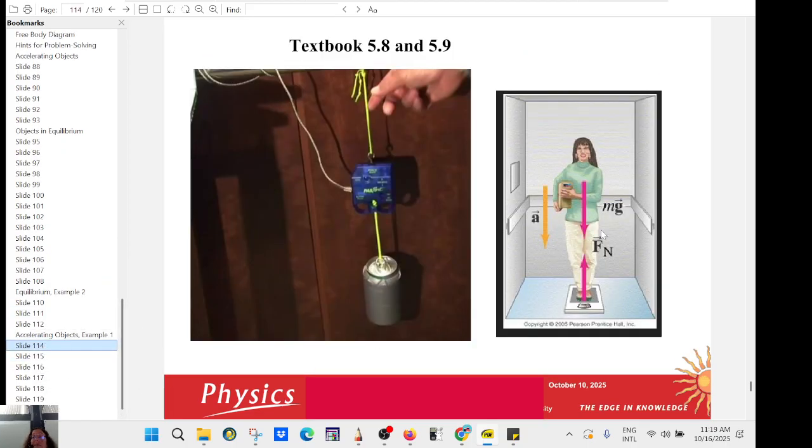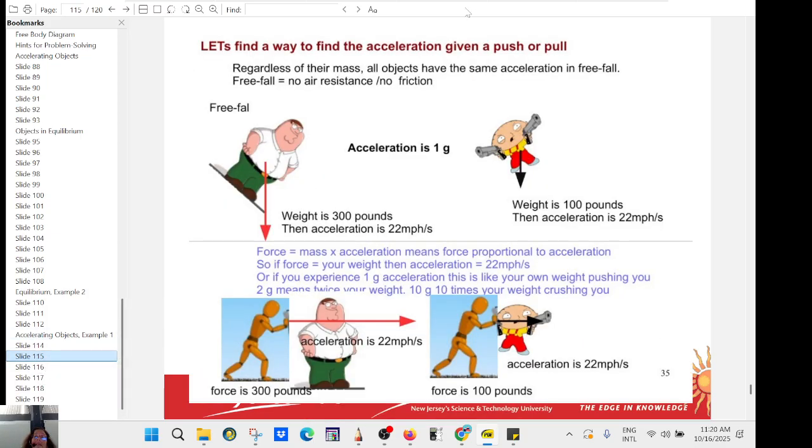Okay, so you can do the experiment in an elevator. If it's going down, the weight down has to be larger than the normal force. So you are not pushing as hard. So your reading will be less. You feel lighter. Okay, something to remember: the net force is proportional to the acceleration.